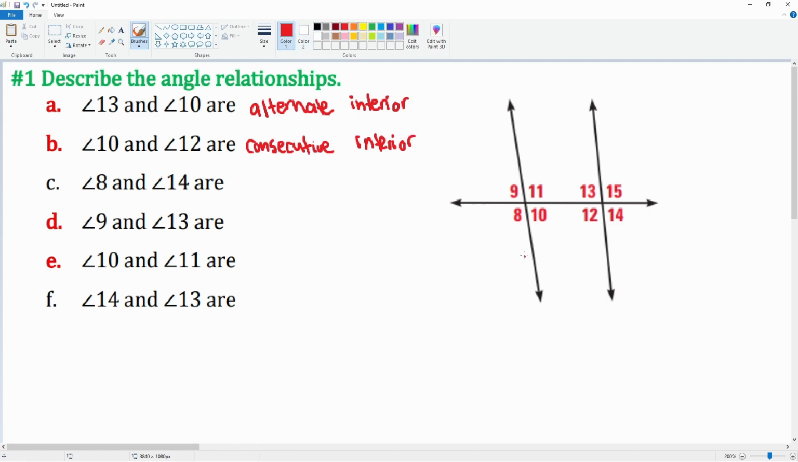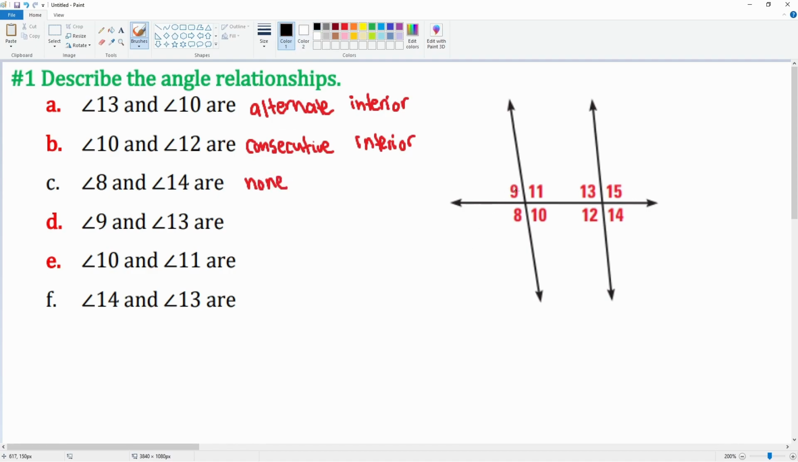Next, 8 and 14. 8 is right here on the outside and 14 is also on the outside. Okay, these are not alternating or consecutive and they're both on the outside. So this actually has no special relationship, so we can just write none.